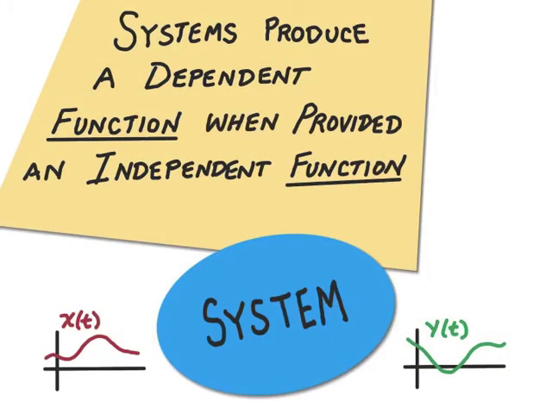So here's the way you should think about it. We have an input signal, x of t. This is the entire graph of x for all time. And it is the input to the system. It is the independent function. And in response, the system produces a dependent function. This is the output, y of t. It is a function of time. An input function produces an output function through the system.